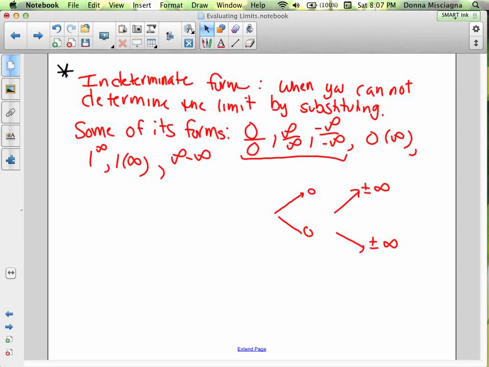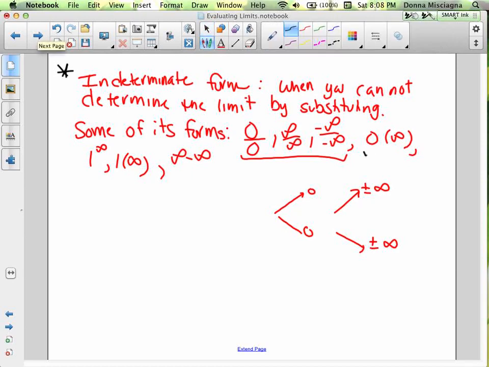So it could be that the numerator goes to 0 and the denominator goes to 0. The numerator grows without bound and the denominator grows without bound. The numerator decreases without bound and the denominator decreases without bound. 0 times infinity doesn't mean one of them is 0 and the other one is infinity. First of all, it would be impossible for a number to be infinity. And it doesn't even mean that the other one is 0. You might say, oh, 0 times something, that's 0. Well, it's not 0. What it means is that something is getting very small.